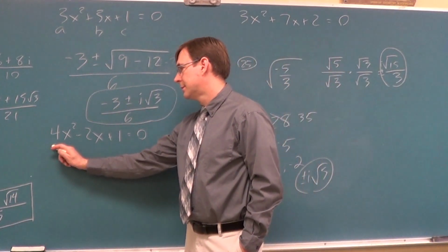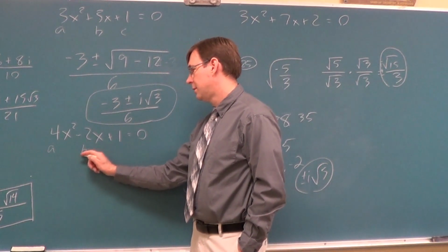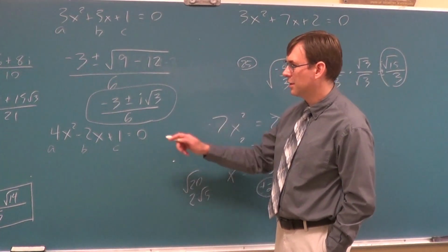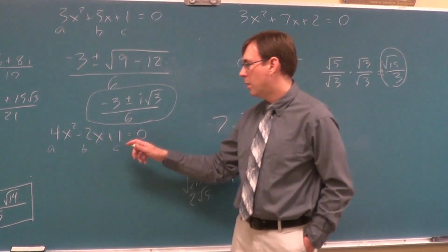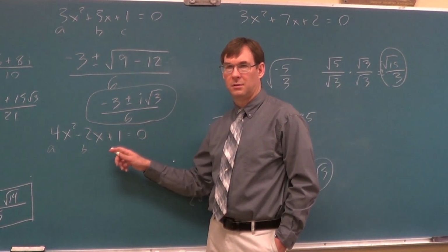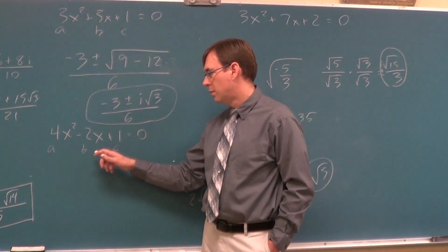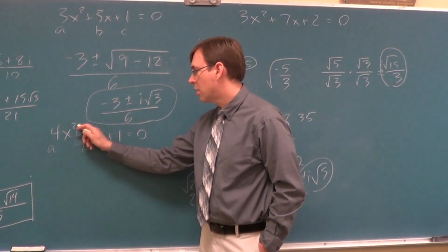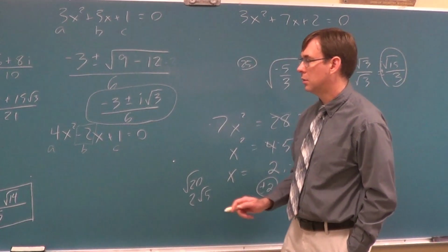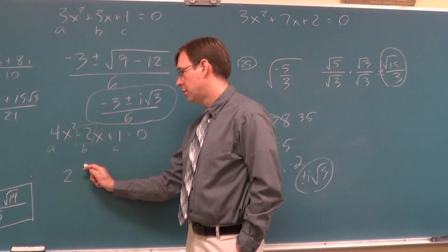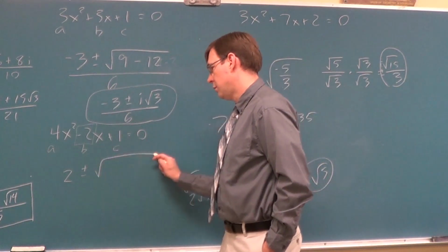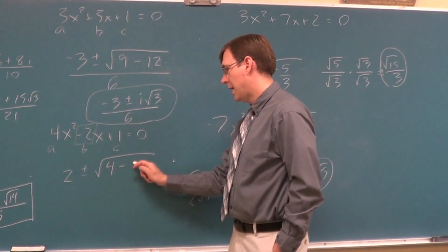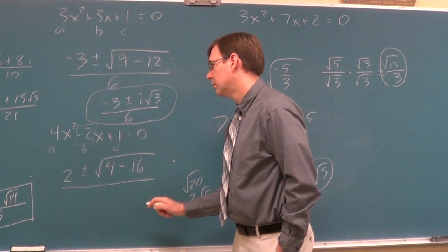So for this one we have A, B, C. The most common mistake that people will make could be made on this one because of the nature of this problem. We had this happen a second ago. What might people mess up on this? Signs, because of the 2x. Yeah, the B is negative, -2. So make sure you're counting B as a -2. Then swap the numbers: 2 plus or minus the square root of 4, because a negative squared is still positive, minus 16, over 8.